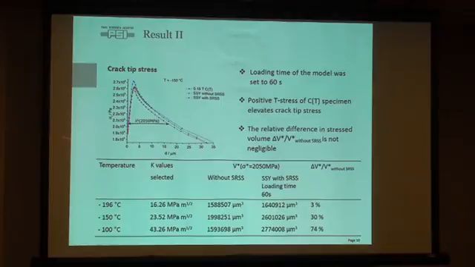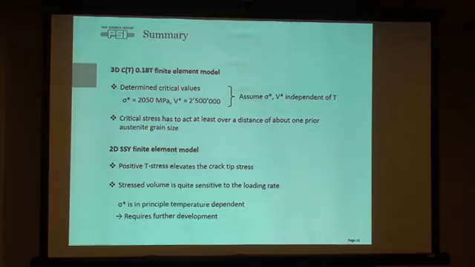So what you can see is that if the strain rate is not considered, and we just compare the 2D model with the 3D, we see that because we use the T-stress of 0, the positive T-stress in the CT specimen is elevating the stress ahead of the crack tip. And if we compare now the two small-scale yielding models, where we consider strain rate and not, we can see that there is a difference within the stress volume, which cannot be neglected, and it's increasing with temperature. So let me try to sum it up.